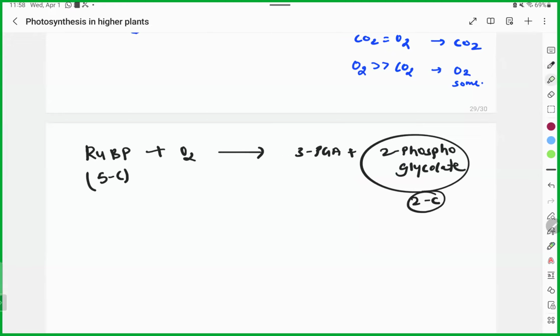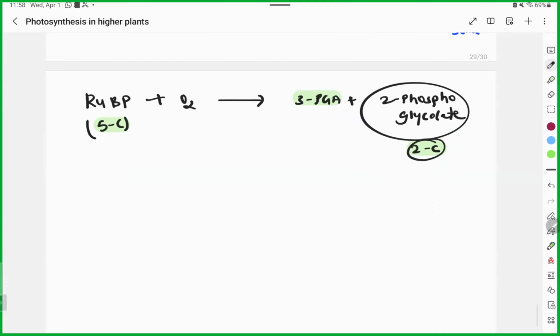This is special. Why? Because in normal C3 cycle, Calvin cycle, 2 PGA molecules were formed. Here only 1 PGA molecule. Why? Because total carbon is 5. 3 plus 2, 5. Correct? But if you see, last time there was CO2 addition, 1 extra carbon. That's why it was easy.